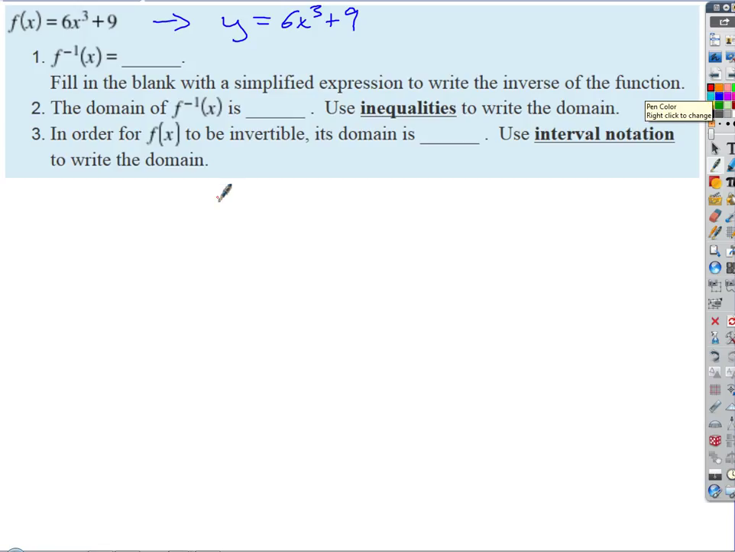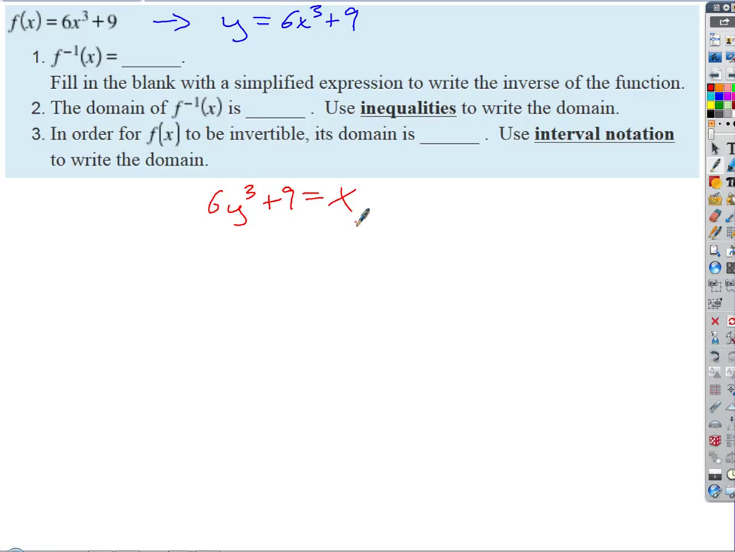Sorry, we're going to end up with 6y cubed plus 9 equals x. Matthew, what would I do to get the y by itself? First we subtract 9, good. And then we would divide by 6, good. And then we cube root it, right.